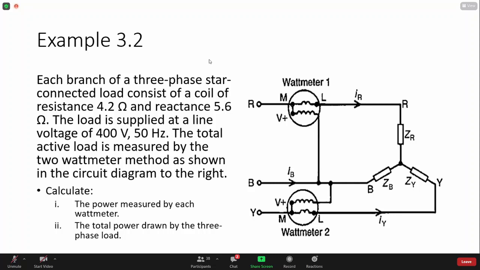Sir, all impedances are the same, right? Yes. They say each branch consists of a coil of resistance 4.2 ohm and 5.6 ohm reactance.